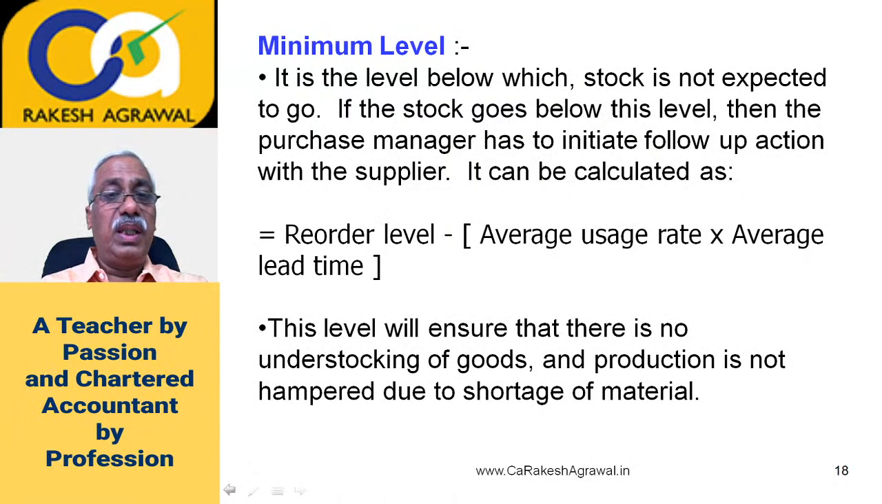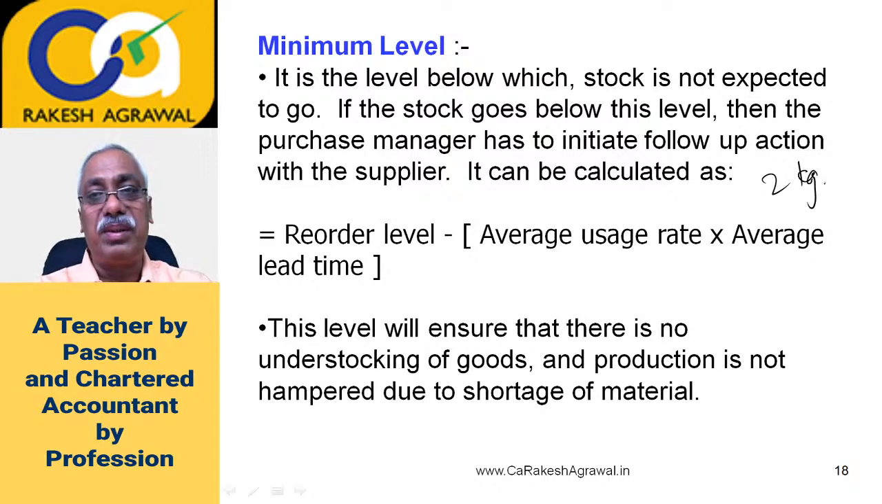And the remaining is your minimum level. This level will ensure that there is no understocking of goods and production is not hampered, means production is not affected due to shortage of material. Like when you have 2 kg sugar left in your house, you have to start the action of purchase, right? Otherwise, if you don't take action, naturally the sugar stock will get over. So similarly here in the godown, we set a minimum level to avoid the understocking or shortage of material.